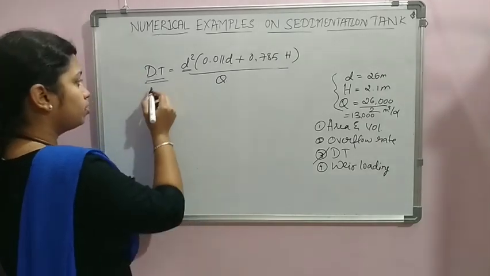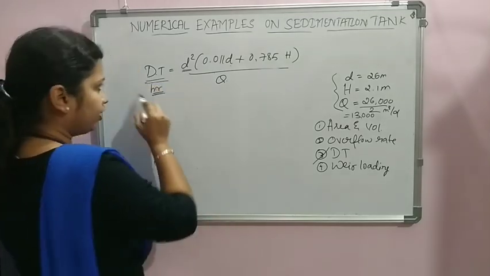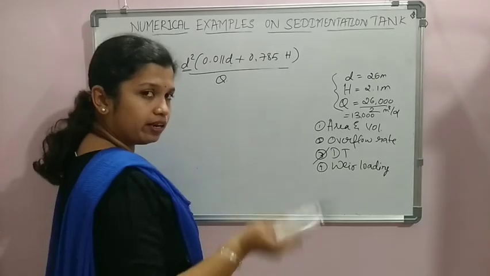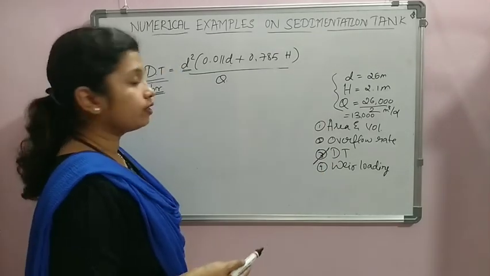Now we want the detention time in terms of hours. If we find the detention time, it is also useful for the calculation of the area and volume, and we will also be finding the third parameter they have asked.